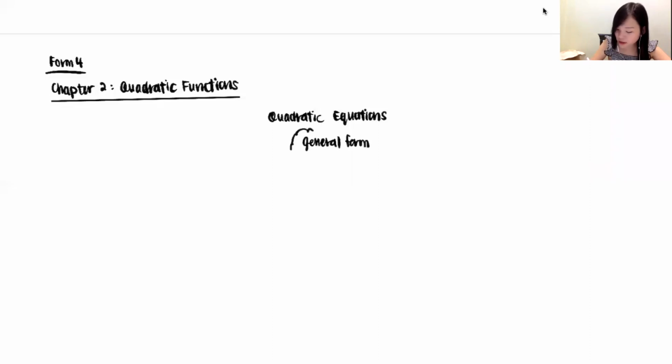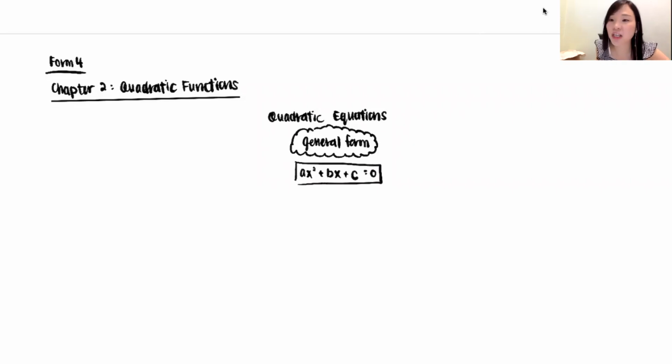No need to copy. You can purely listen. After that, when I start to do it, you will understand everything. Really no need to waste your time, okay? So my dear, quadratic equation, we always write in general form. The general form looks like this: ax squared plus bx plus c, equals to 0. This is how a quadratic equation looks like.